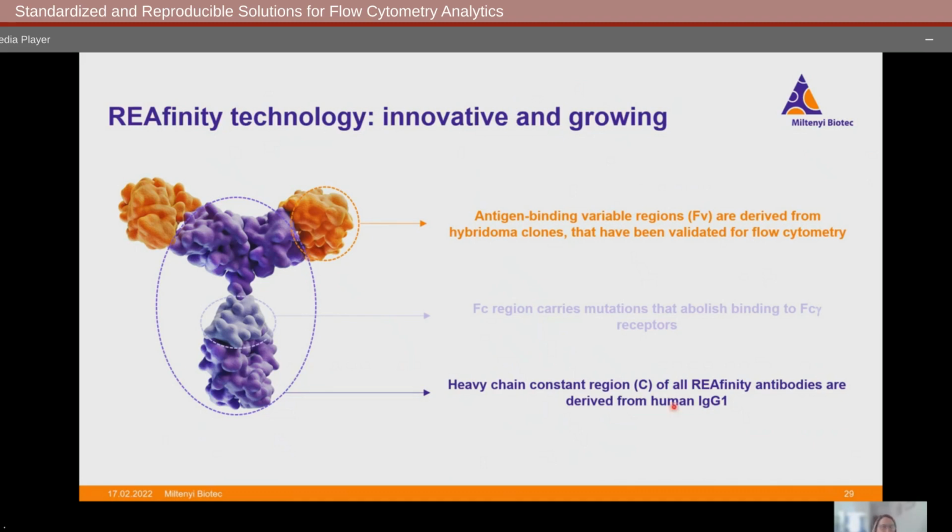And in part of the backbone, this particular region is the Fc region, which we have actually engineered a mutation in so that there wouldn't be excess Fc gamma receptor binding. So you'd really have diminished background signal from non-specific binding more easily.